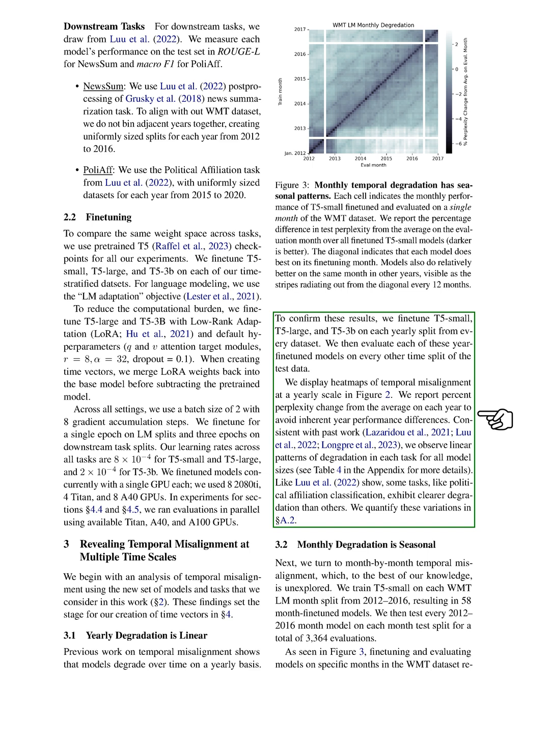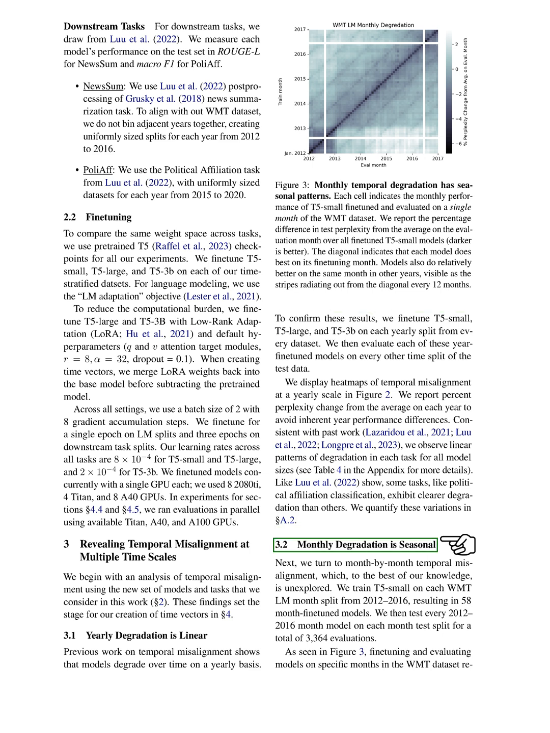As expected, we saw a linear pattern of degradation in each task for all model sizes. Some tasks, like political affiliation classification, showed more noticeable degradation than others. Next, we looked at monthly degradation. To our knowledge, this is an unexplored area.